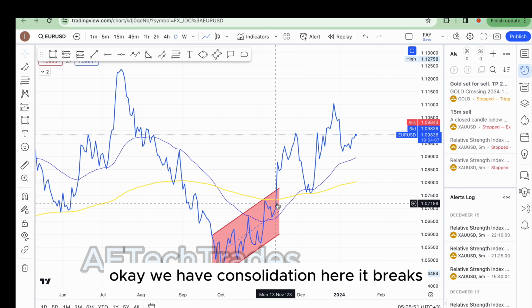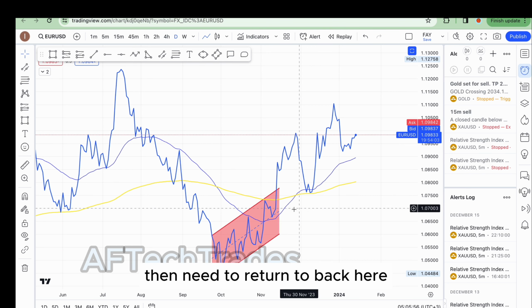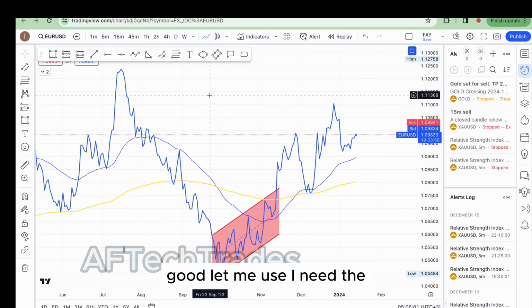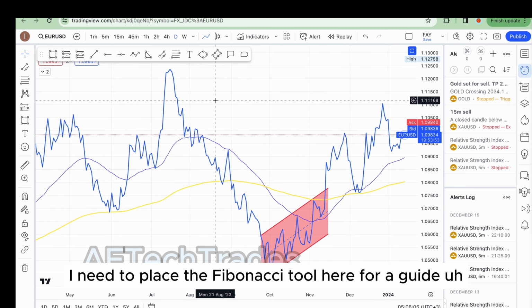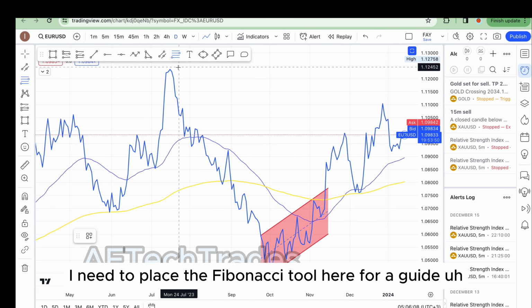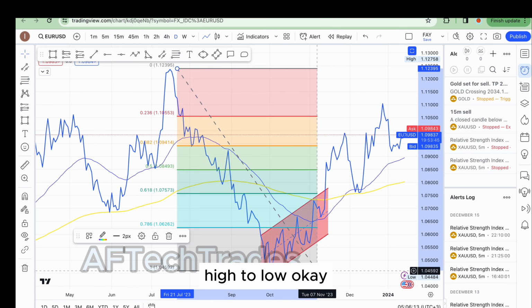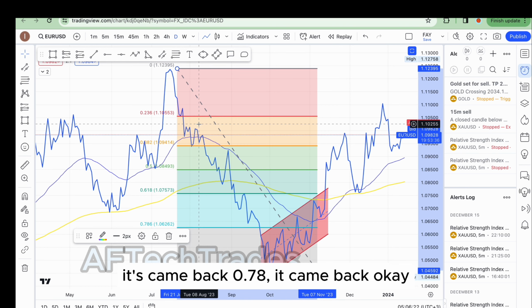Okay, we have consolidation here, it breaks, then it returned back here. It didn't take this region. Okay, good. I need to place the Fibonacci tool here for a guide. Let's take this run, high to low. Okay, these psychological regions here, 0.38, it came back, 0.78, it came back.